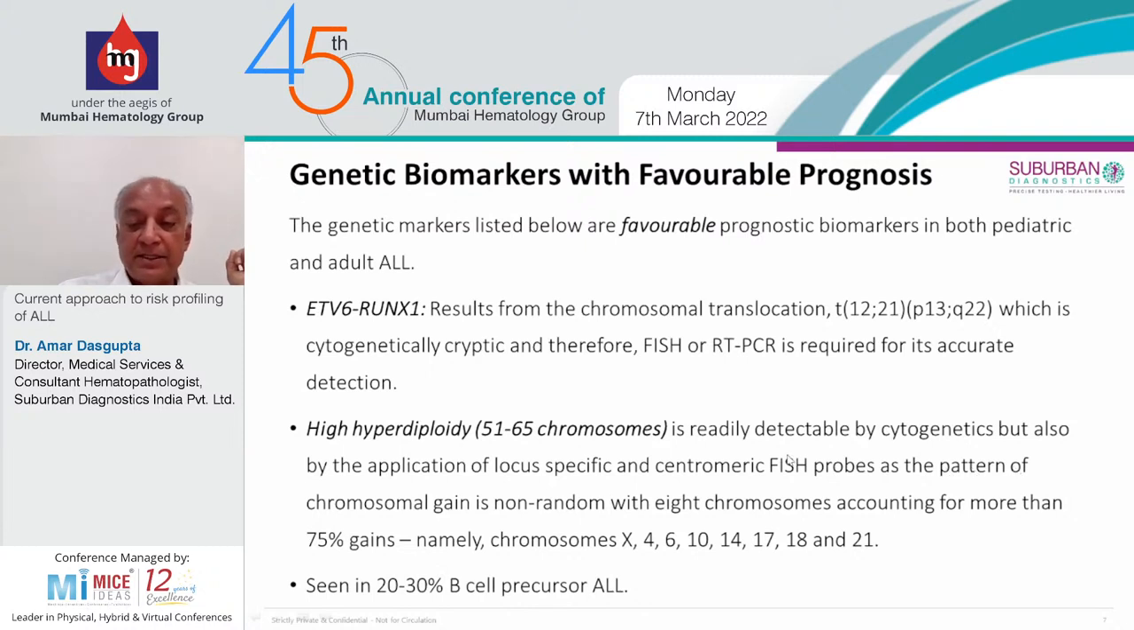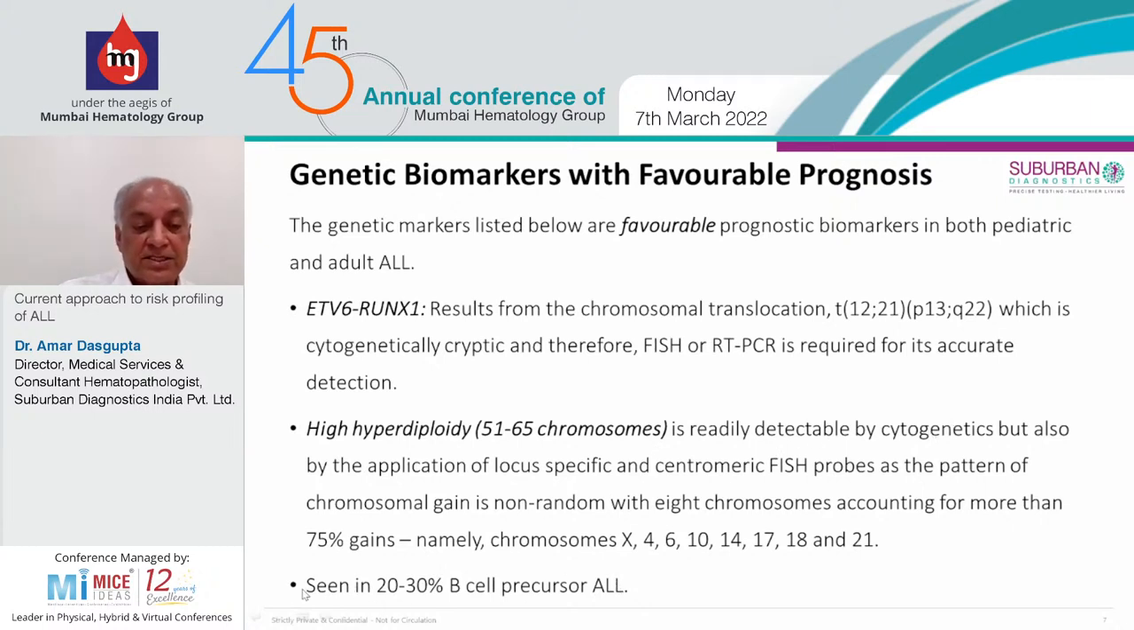as the pattern is going to involve mainly eight chromosomes, which are the chromosome X, 4, 6, 10, 14, 17, 18, and 21. And once we know that these are the chromosomes which are likely to be duplicated or triplicated in the process of high hyperdiploidy production, you can use specific probes to target these suspected chromosomes and pick them up without much difficulty with the help of FISH or even simple cytogenetics.